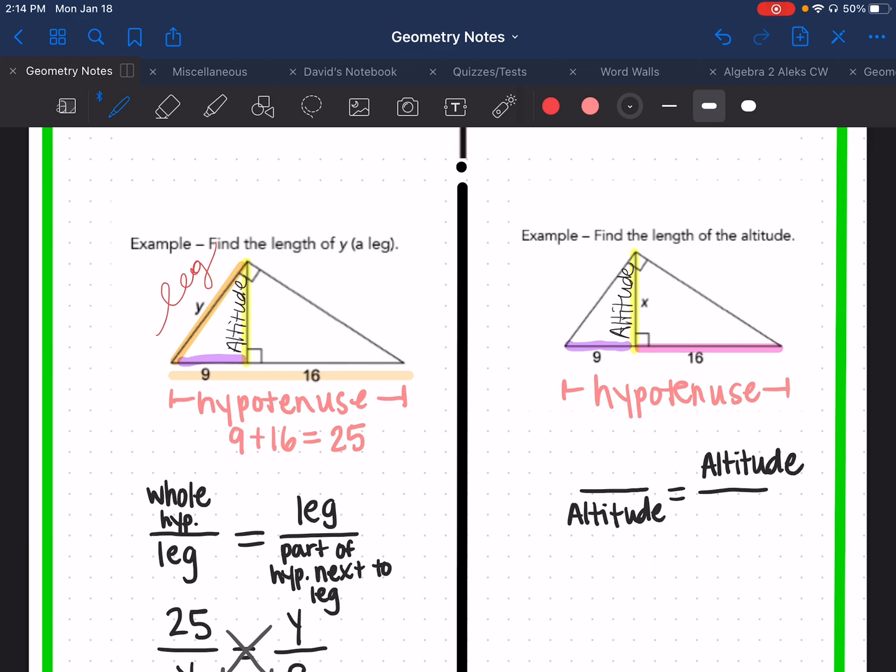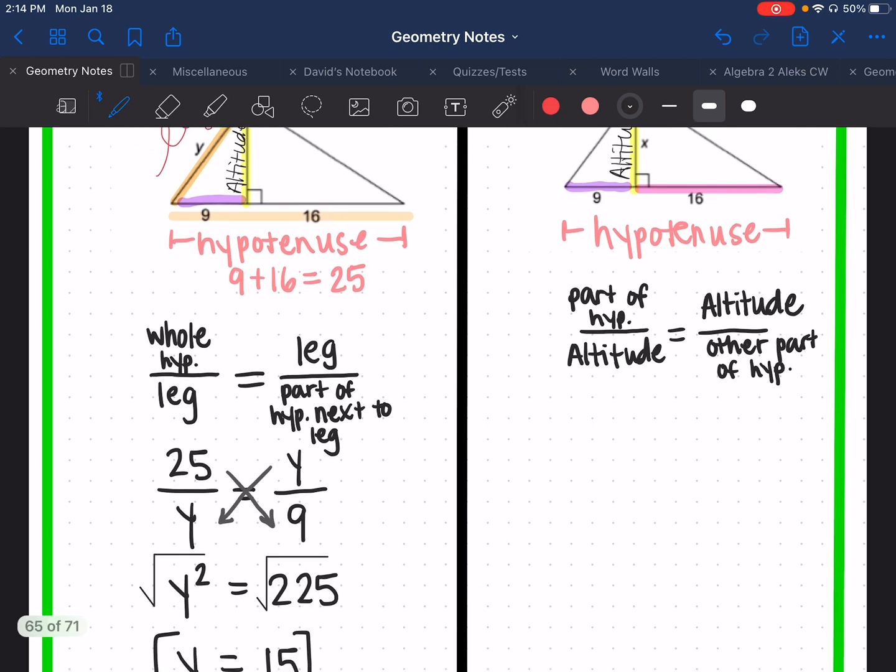And of course, it doesn't matter. This is where the formula says they go, but it is not wrong if you were to put this one over here and then that one over there. The only thing you can't do is have altitude over altitude. That is not a good thing to do for the geometric mean. That's never a good thing to do. Okay, and then you're going to have the part of the hypotenuse and the other part of the hypotenuse. So one part goes on one side, one part goes on the bottom.